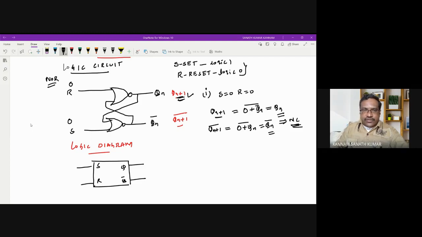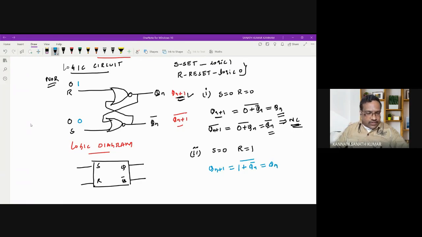And if you see the second case, S equal to 0 and R equal to 1. If you observe this, S equal to 0 and R equal to 1, what is Qn plus 1? Qn plus 1 is equal to, what is R? R is 1 plus Qn bar, whole bar. So what you are getting is nothing but Qn.